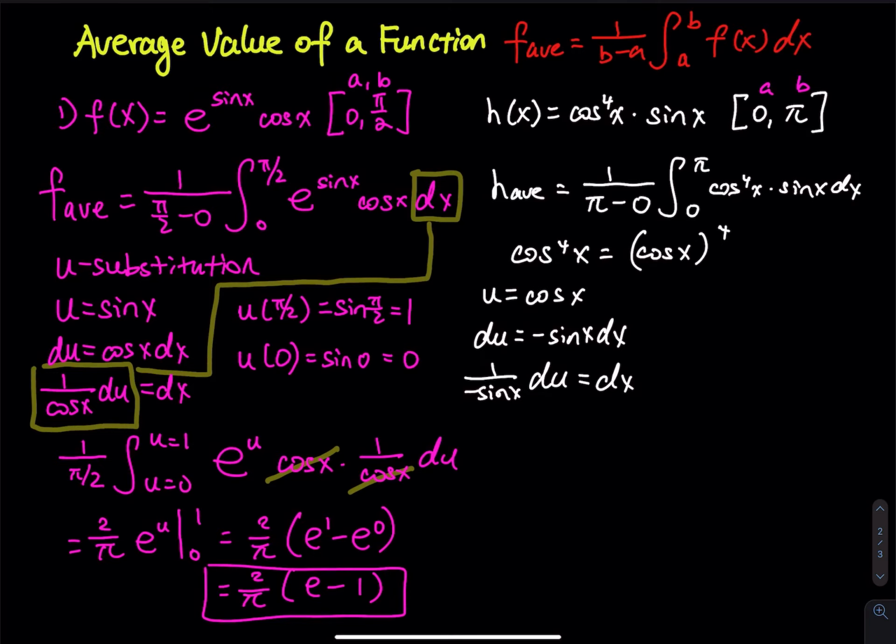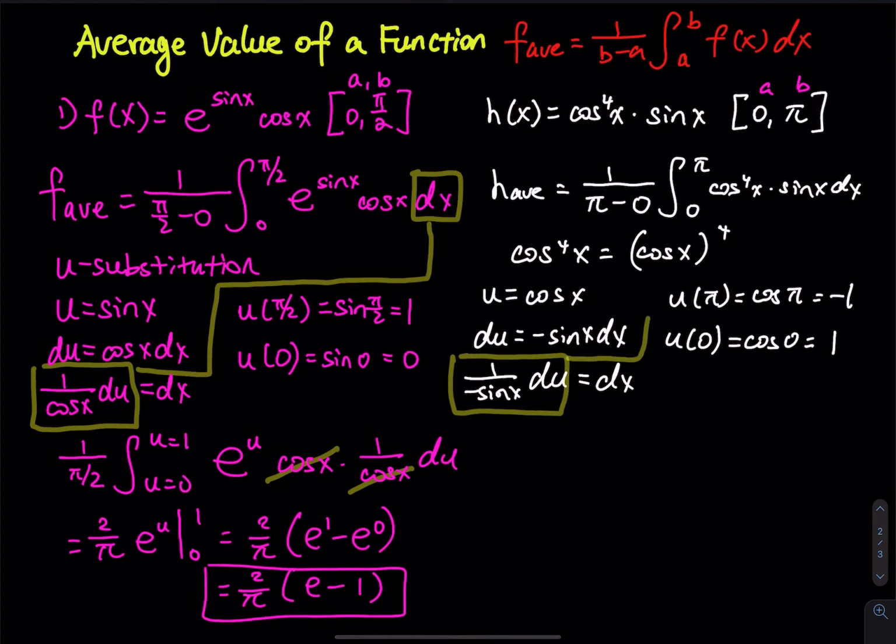Okay, so let's rewrite the 0 and the pi as well. So u of pi equals cosine pi, which equals negative 1. And then u of 0 equals cosine of 0, which equals 1. And then you will do the change of variable like this. Okay, and then we have 1 over pi integral. This is from 1 to negative 1. I should write u equals 1 to u equals negative 1.